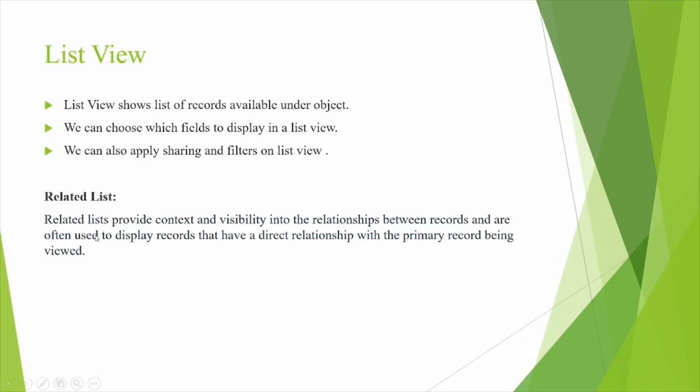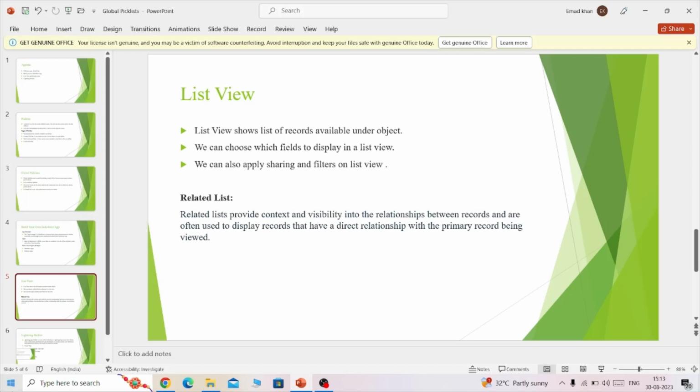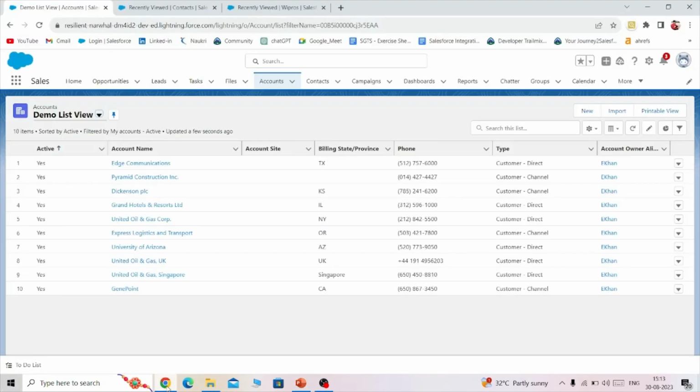Here is one topic, that is related list. Related lists provide the context and visibility into the relationship between records and are often used to display records that have a direct relationship with the primary record being viewed. Let me show you what we are talking about.